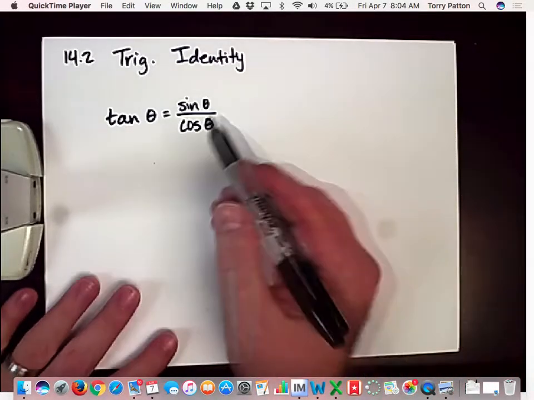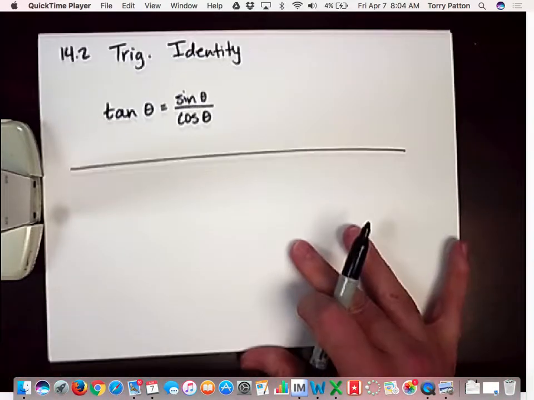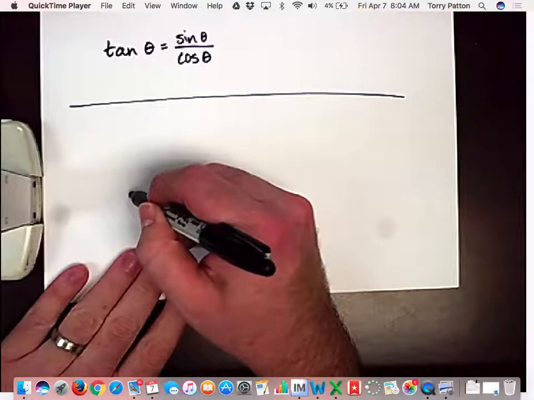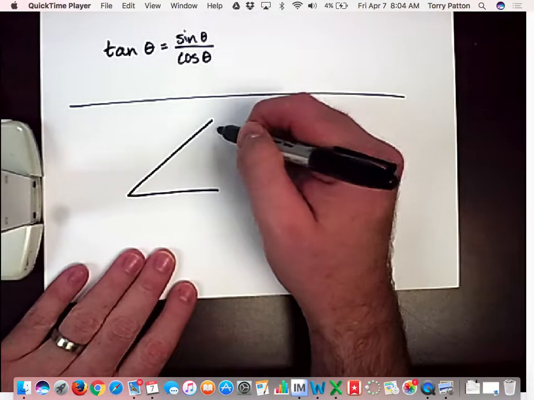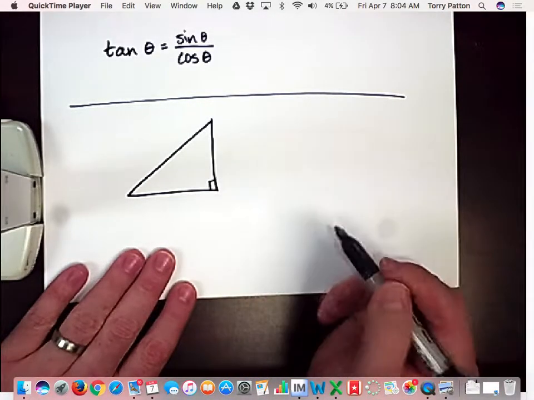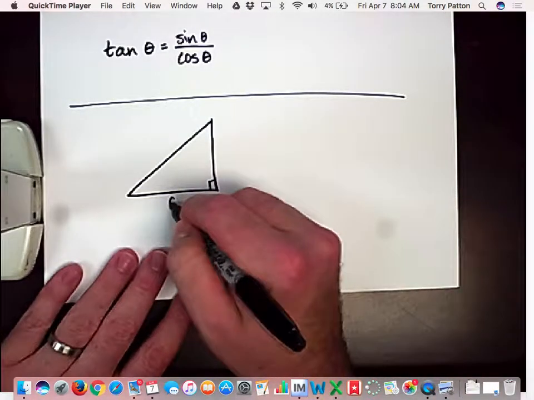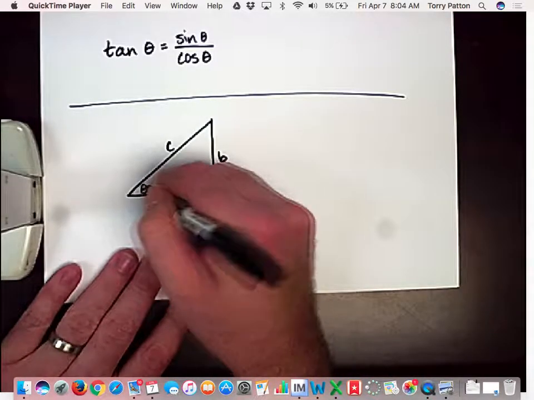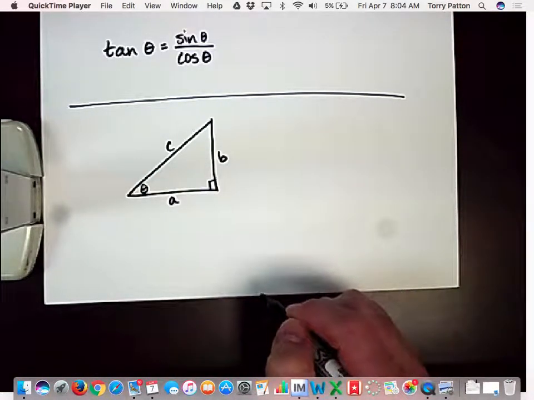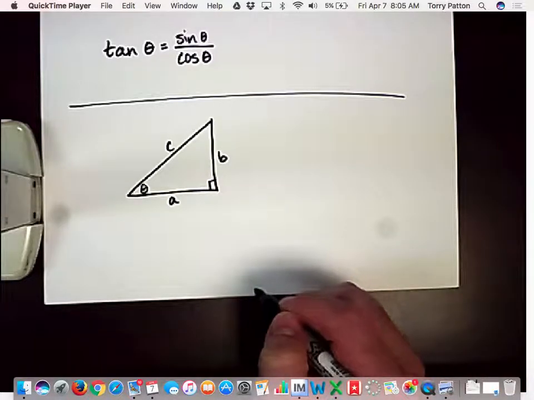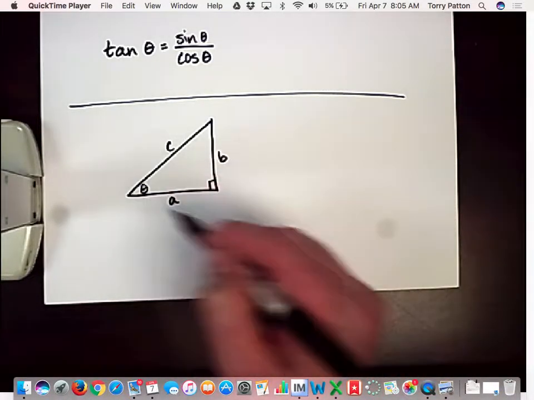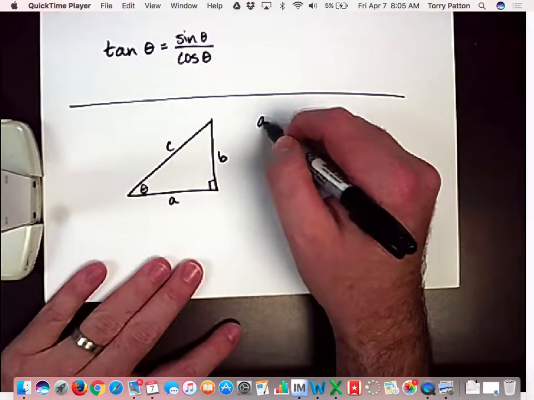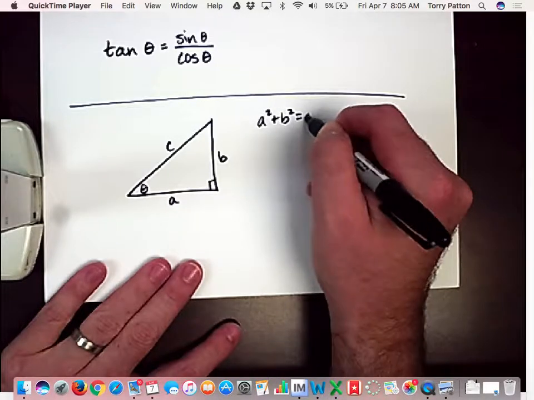And the rest of them come from what are called the Pythagorean identities, and I'll show you why. Okay? So let's say that you have a right triangle. We're going to call this A, this B, this C, and this is some angle theta. Okay? Well, what do we know from this triangle? We know that A squared plus B squared equals C squared, right?